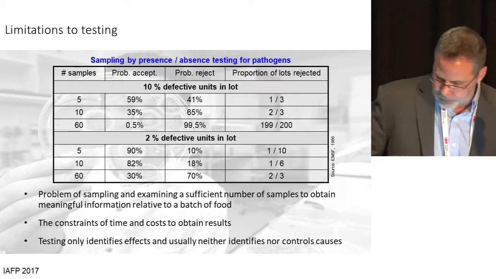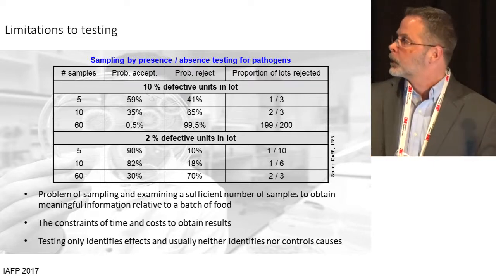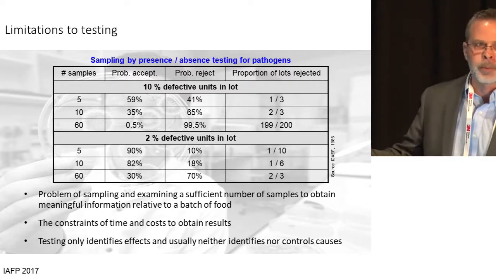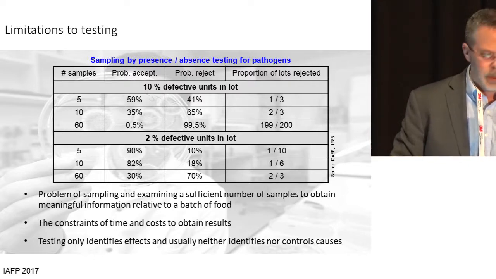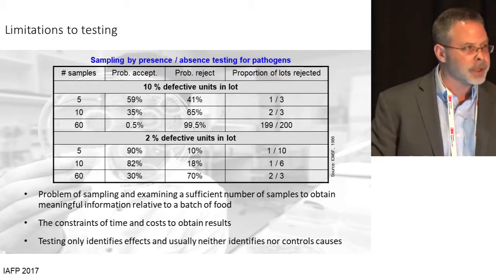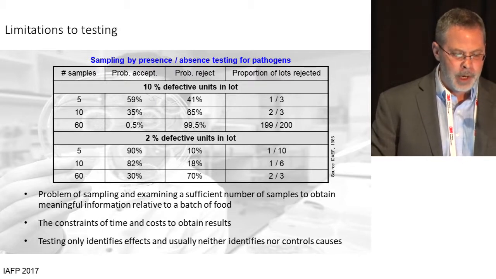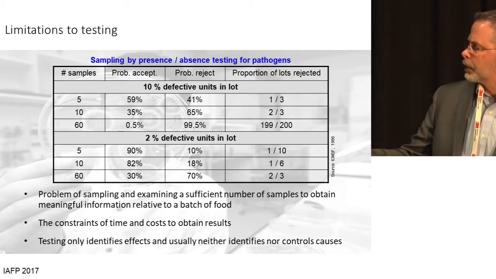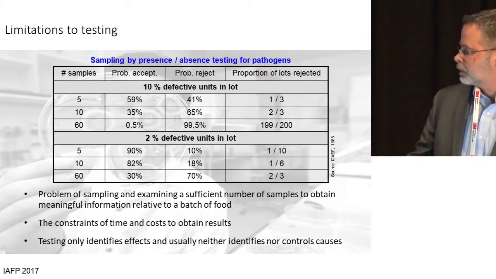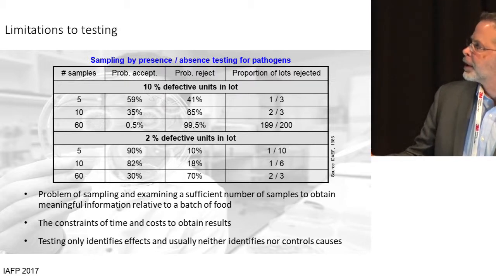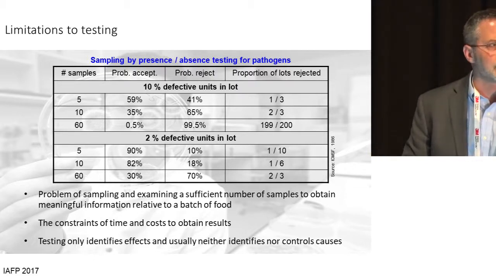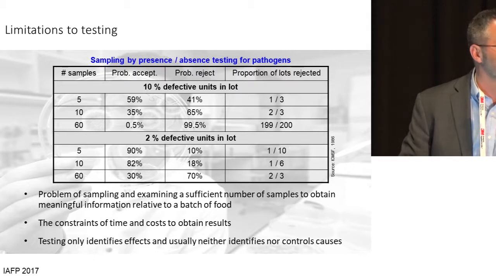So if you look at 5 samples, remember the Australia-New Zealand sampling plan was 5 for Listeria and 5 samples for Clostridium perfringens and Bacillus cereus in this case. So with those 5 samples, if I have 10% defective, 1/3 of those lots I'm going to reject, 2/3 I'm going to say they're okay because I didn't see the defective units.